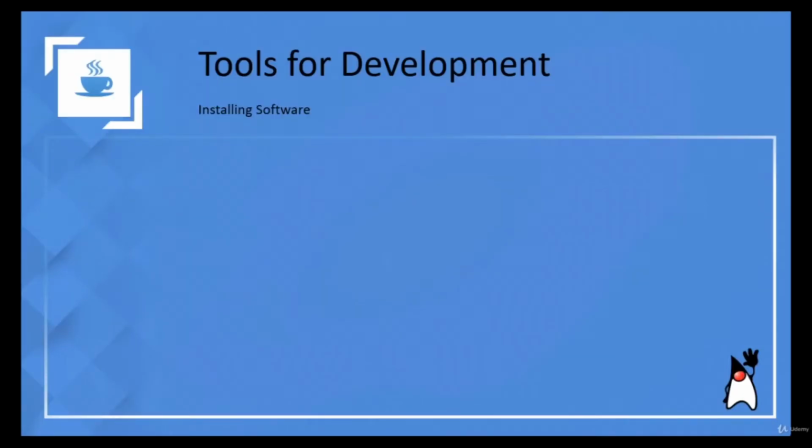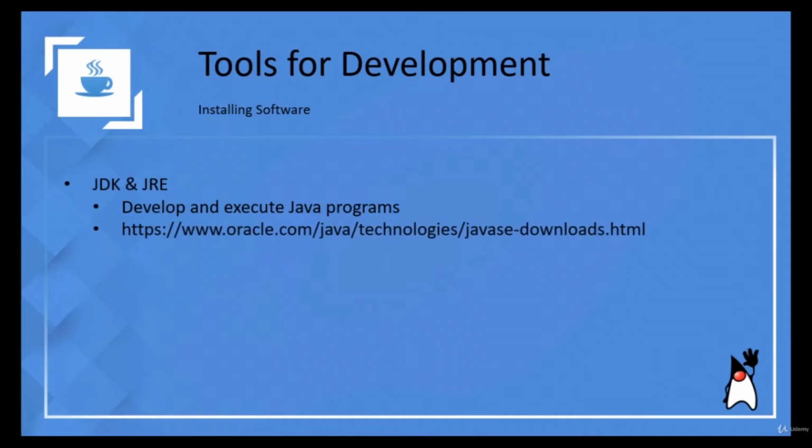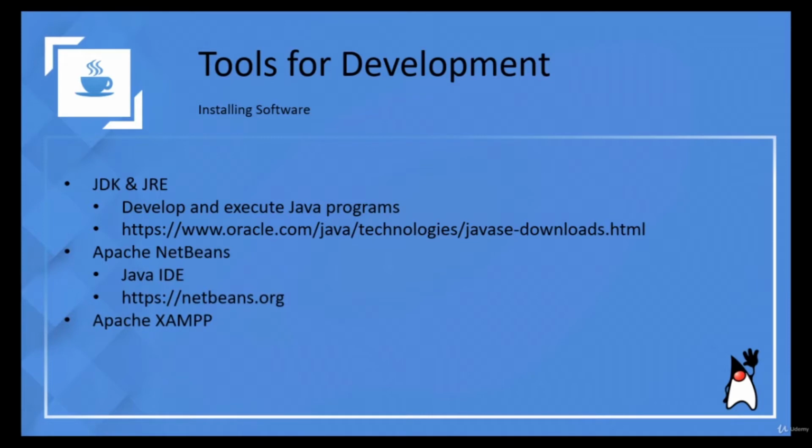Now let's set up our computer for development. For that we require Java Development Kit and Java Runtime Environment to develop and execute our Java programs, and you can download them from the following link. The second software we require is Apache NetBeans, which is a Java IDE, and we will require Apache XAMPP, which contains our MySQL.